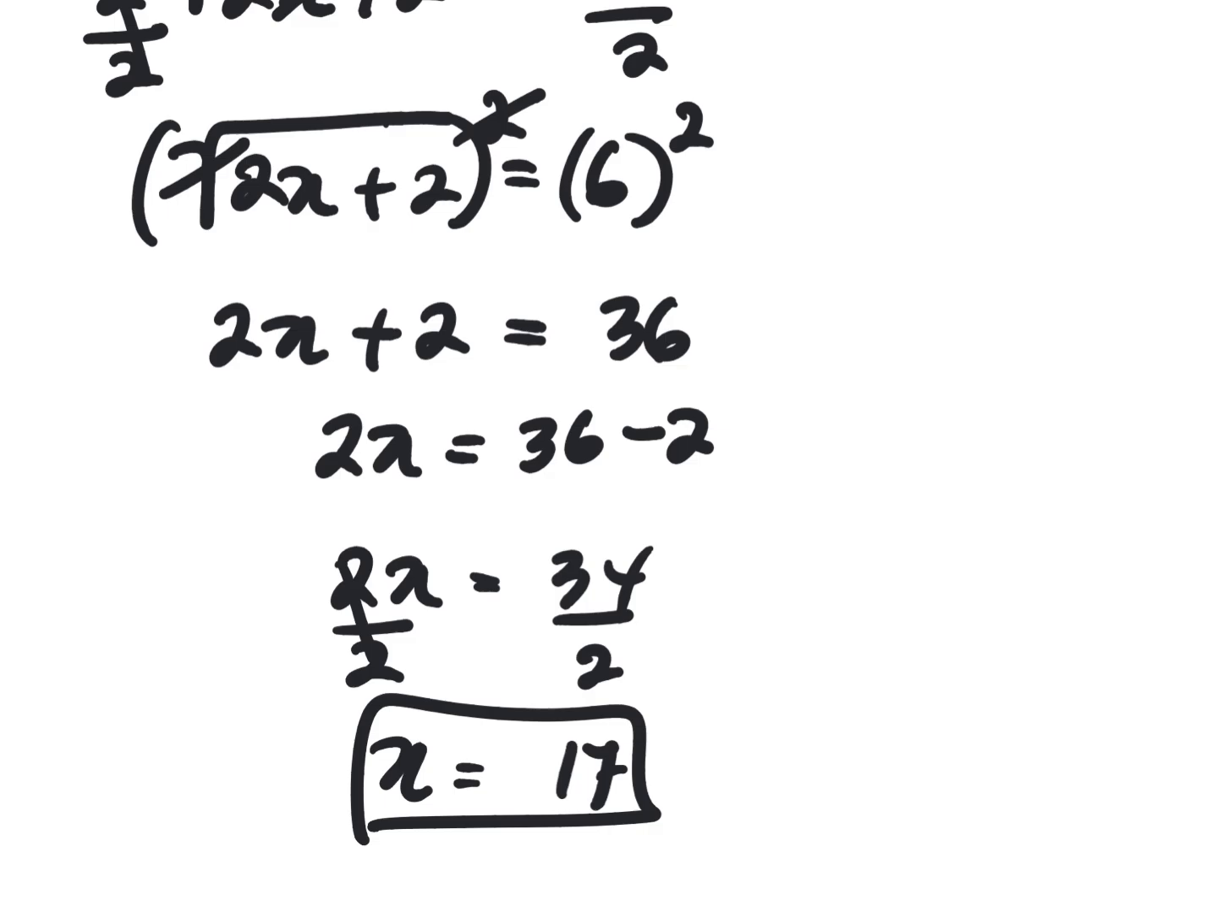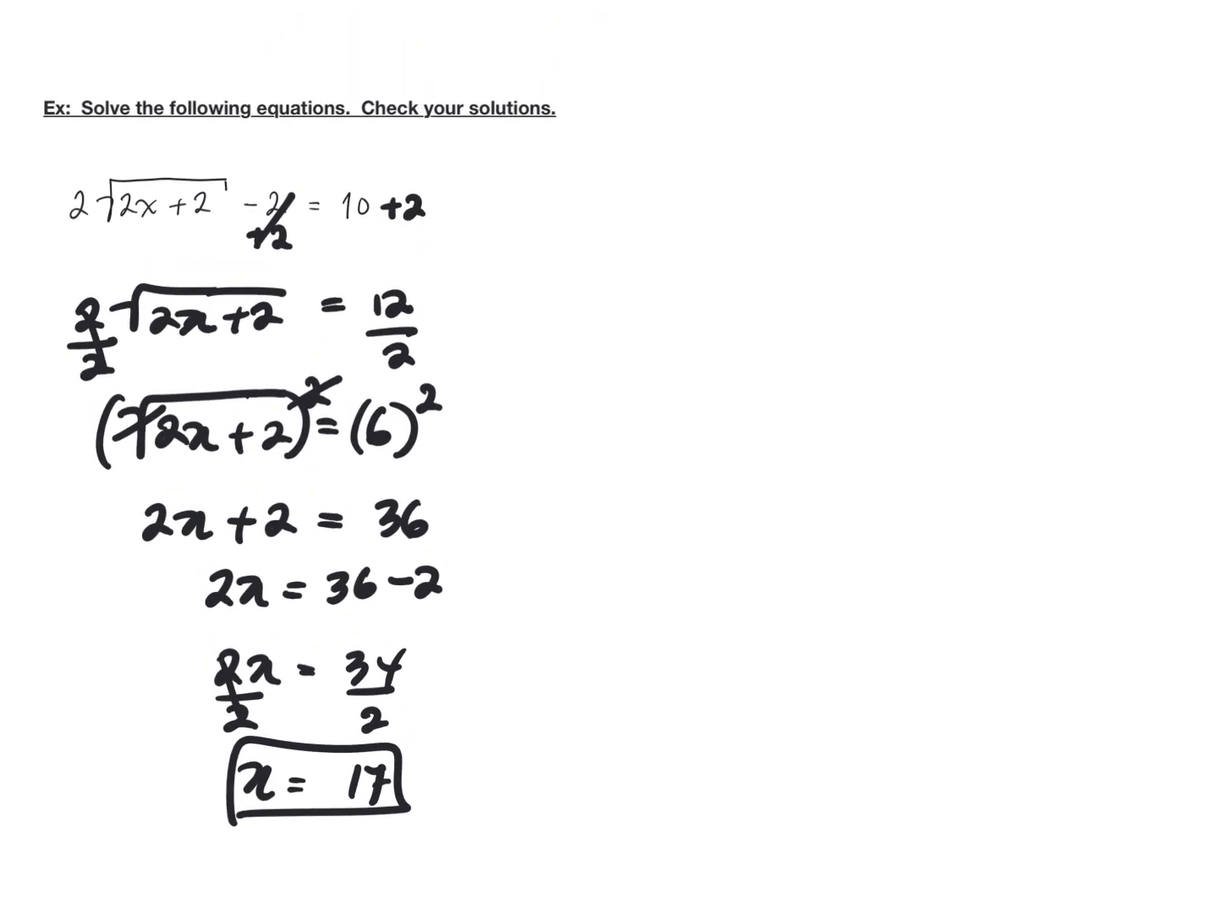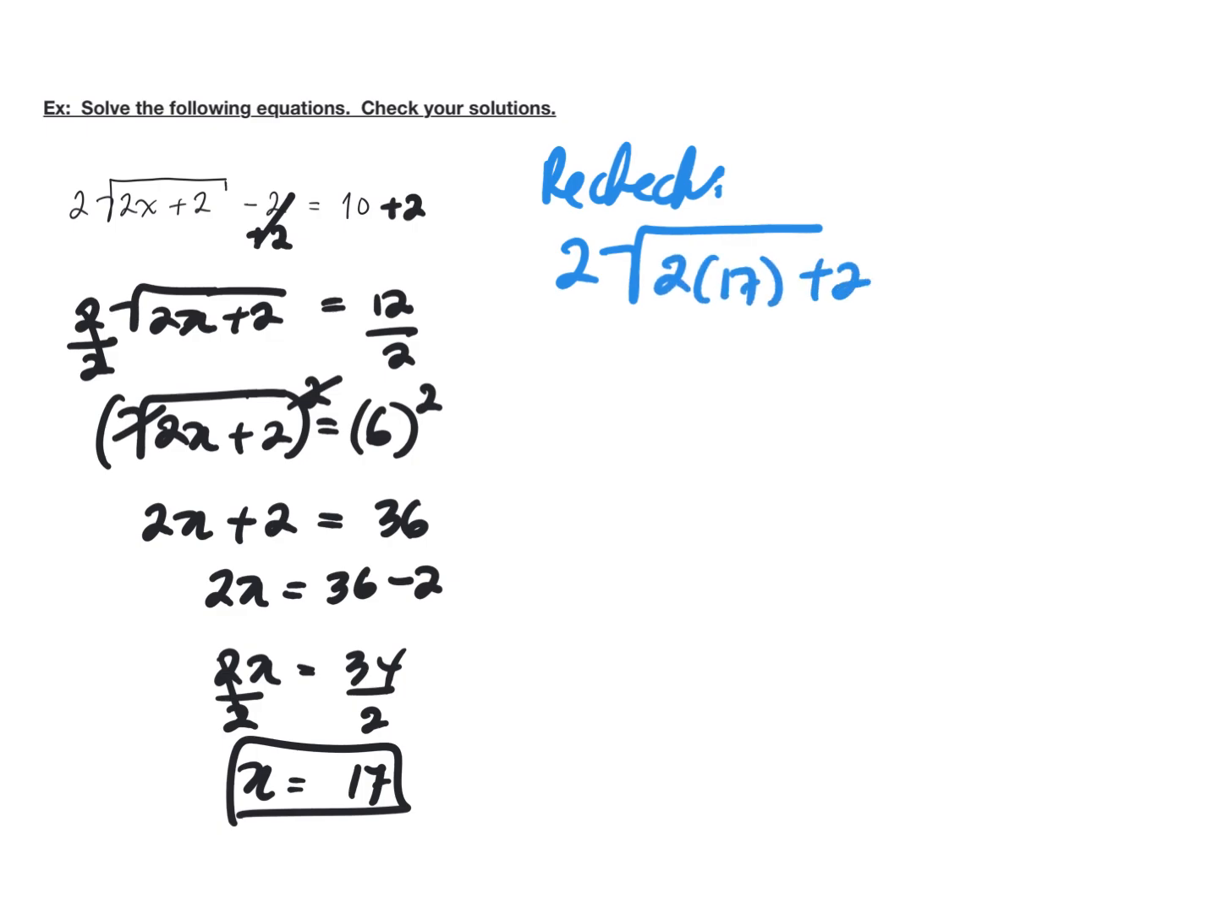Okay. Now, we have to recheck that one. Let's put this x equals 17 into the original equation. So we have to recheck. 2 times the square root of, what is our value of x, that's going to be 17, times 2 plus 2, and then minus 2. Is it equal to 10?